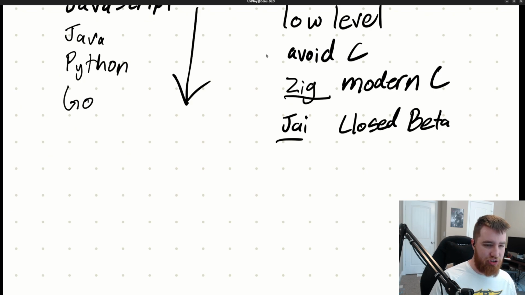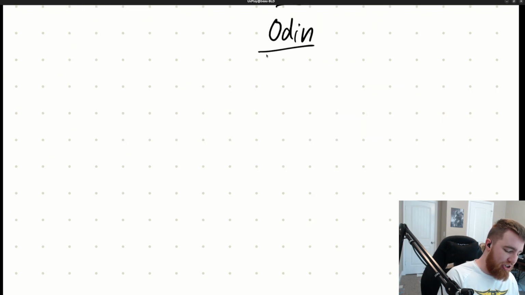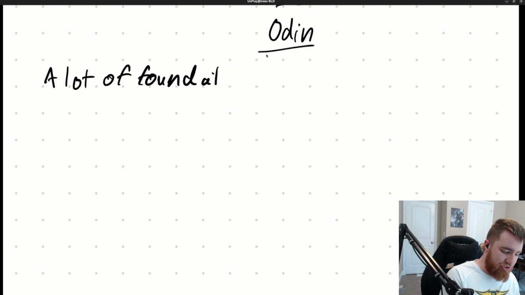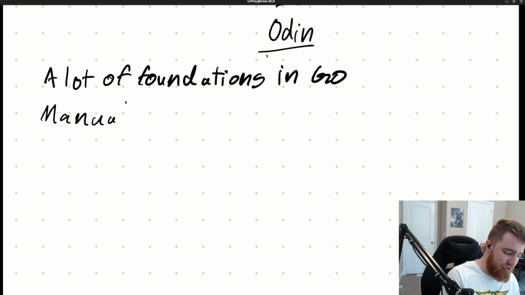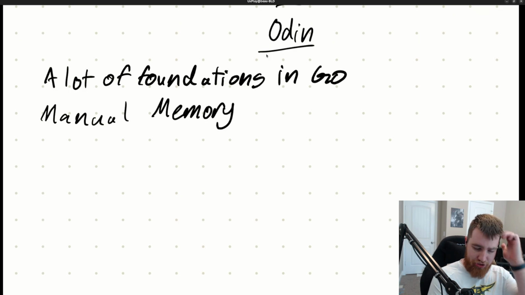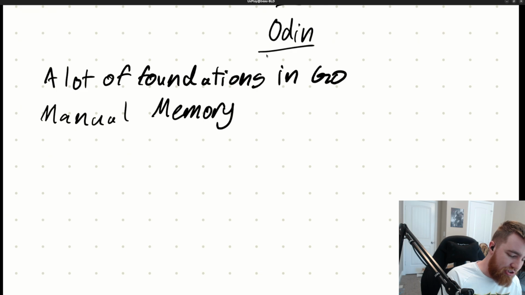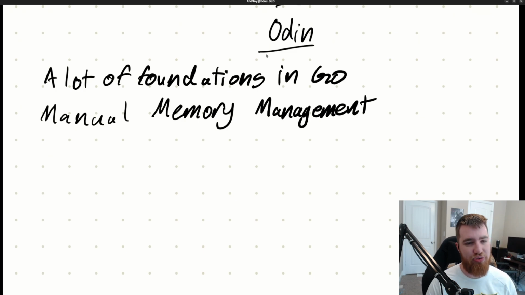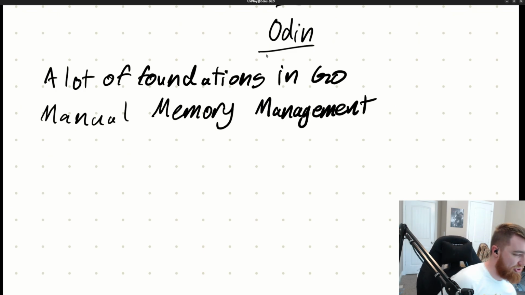So Odin has a lot of foundations in Go. There's manual memory management, but it's not super excessively hard to understand. I feel like it's pretty intuitive, and as long as you understand what gets allocated, it's very easy to understand how to deallocate it.